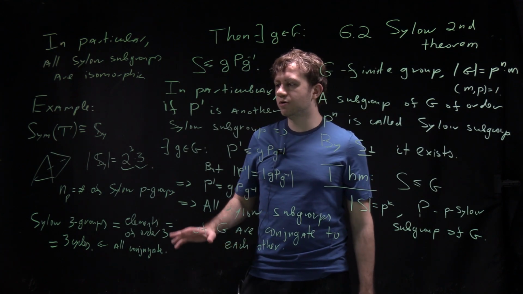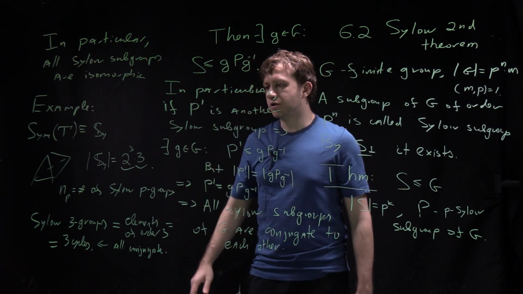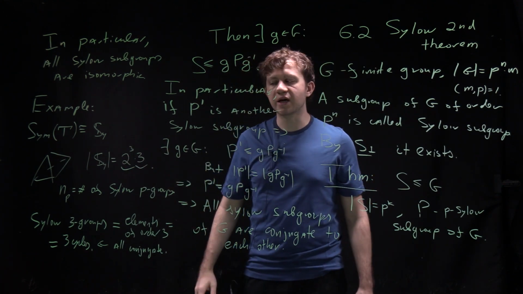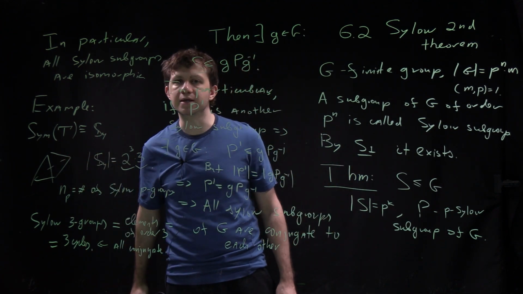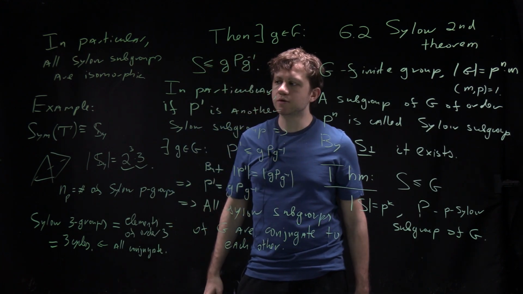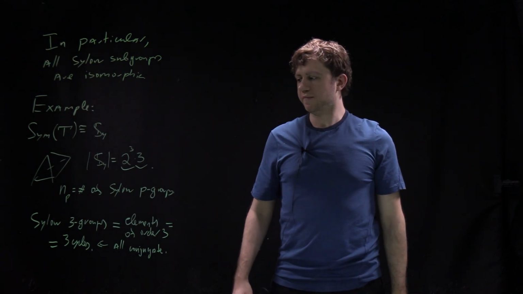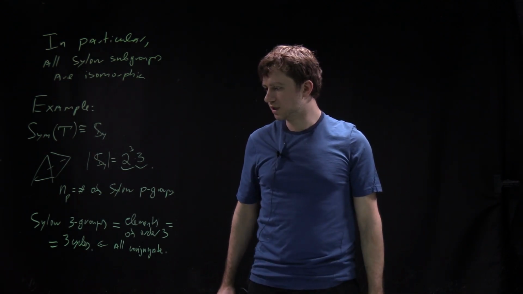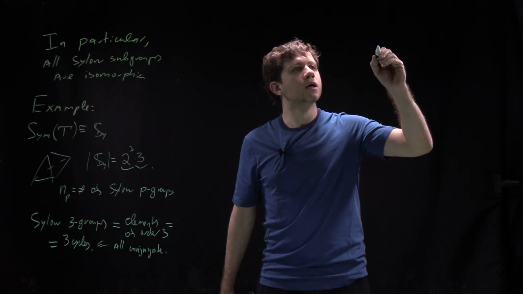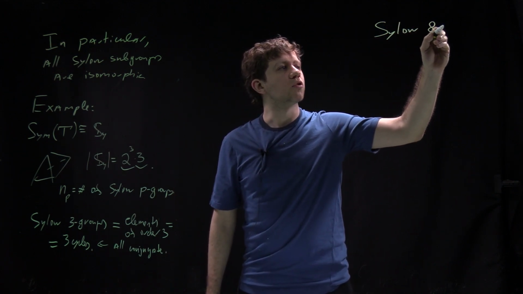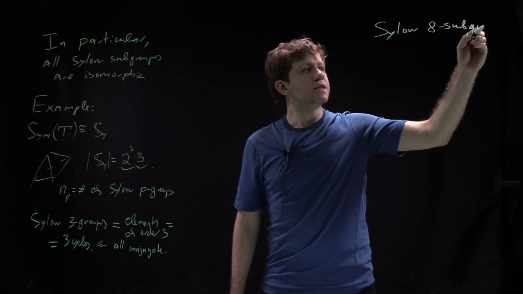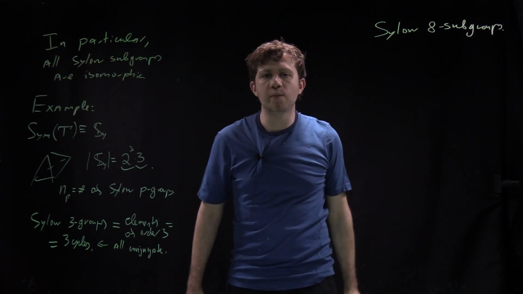Okay, what about Sylow 8 subgroups? So 2 cubed is 8, and so we expect that there should be a subgroup of S4 of order 8. And that's slightly less trivial, so let's try to understand that. So let's think about them. What do we know about S4?